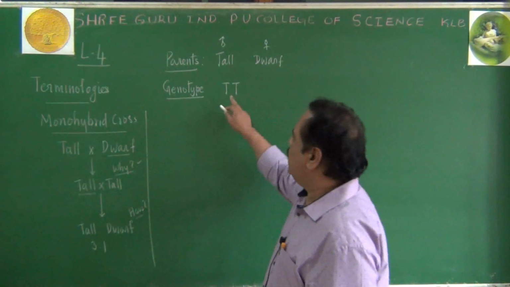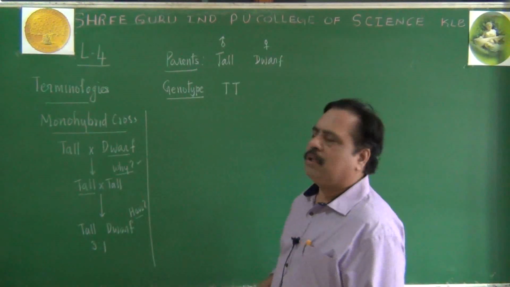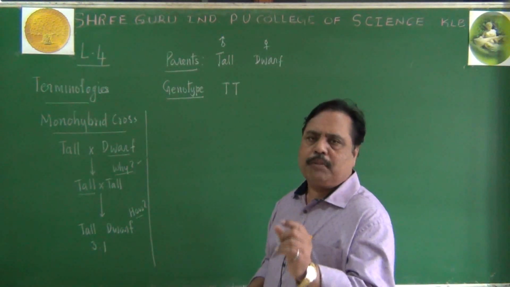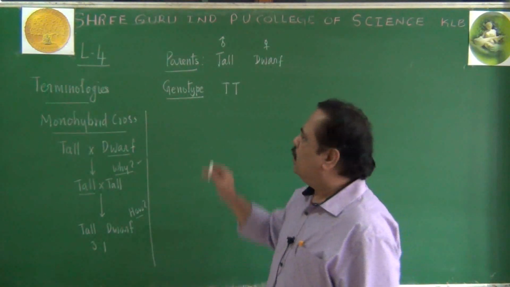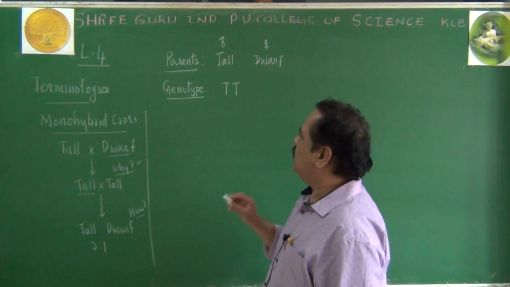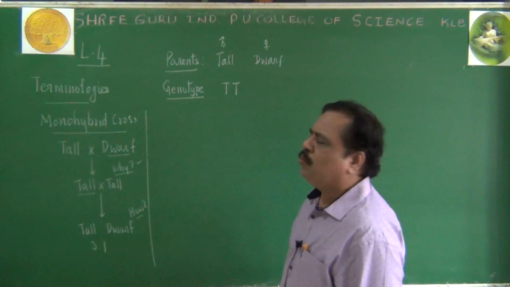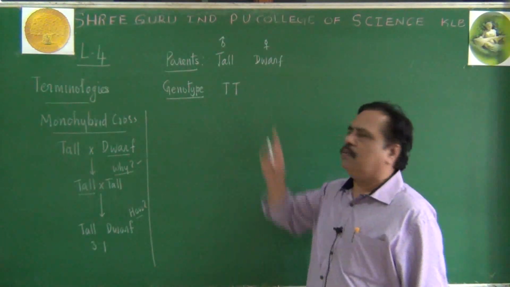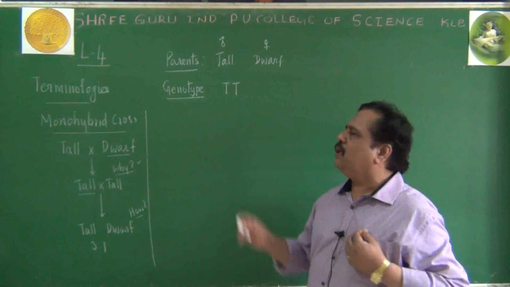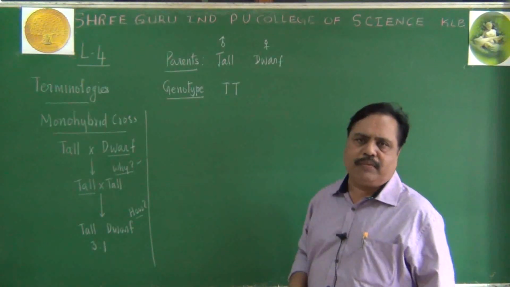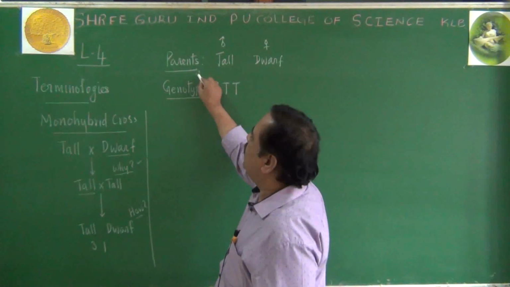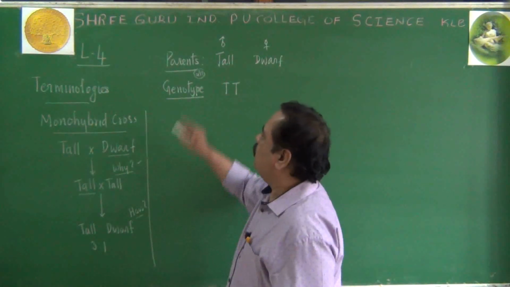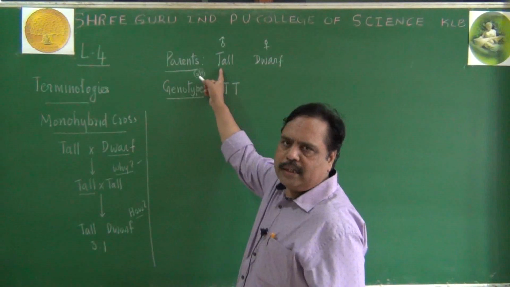For a dominant character, let us put a capital letter. So capital T we are taking. Here one doubt may arise, that is, why should we take two capital T's for the tall plant? Why must there be two capital T? There can be only one capital T for this. That means the parents are diploid in nature. You have to remember, the parents are diploid in nature.